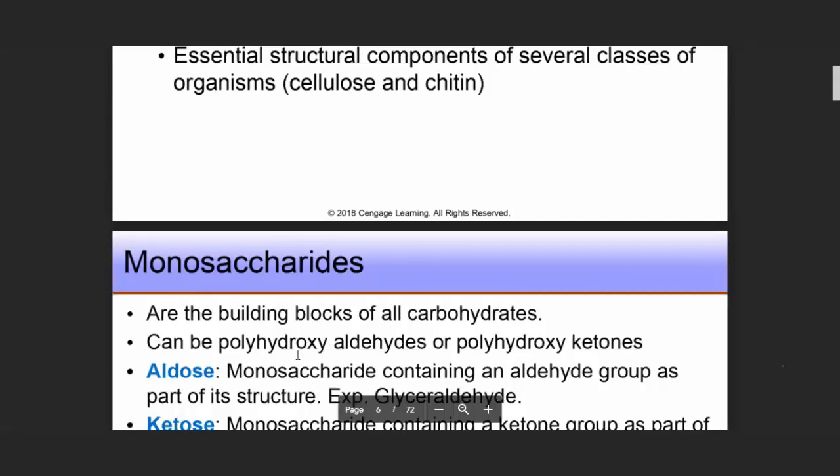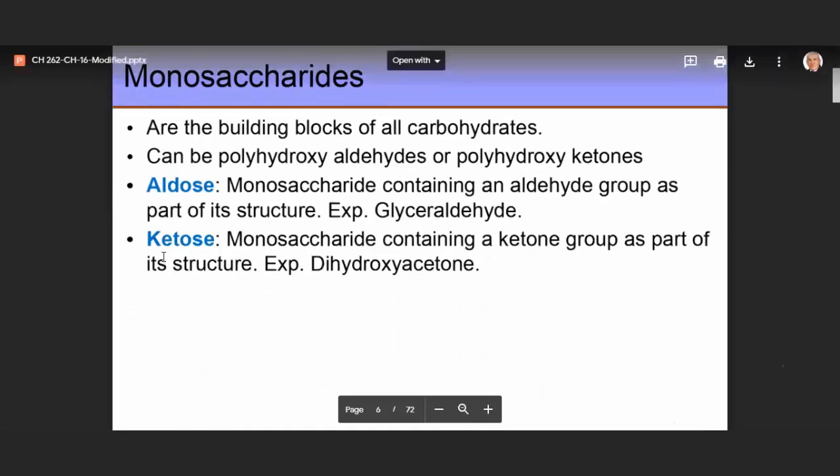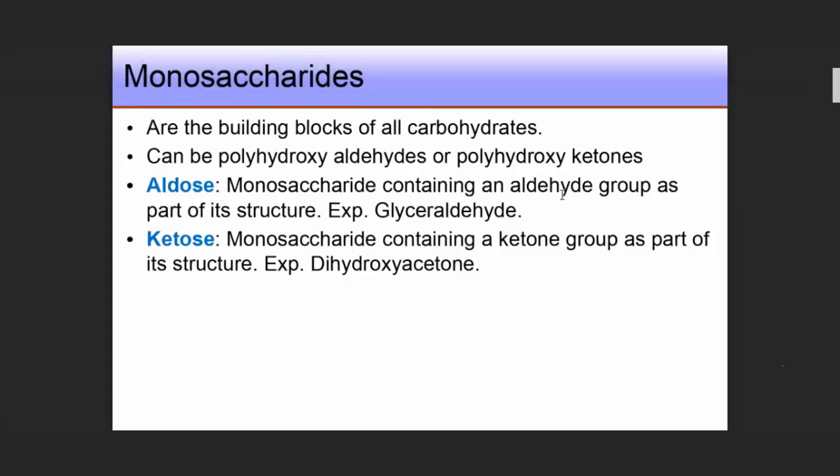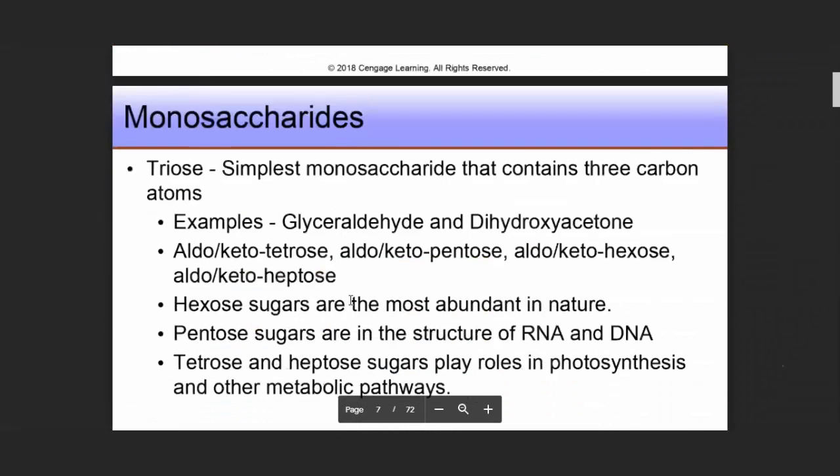Now we start with the monosaccharides, which are the building blocks of all carbohydrates. They can be polyhydroxyaldehyde or polyhydroxyketones. We have two types, aldose and ketose. Aldose: monosaccharides containing an aldehyde group. Example, glyceraldehyde. Ketose: monosaccharide containing a ketone group. Example, dihydroxyacetone. Now, in the next figure, we will see the structure of some of these.